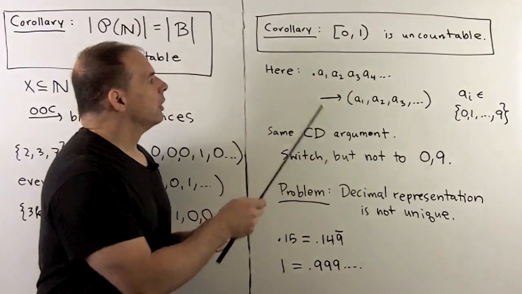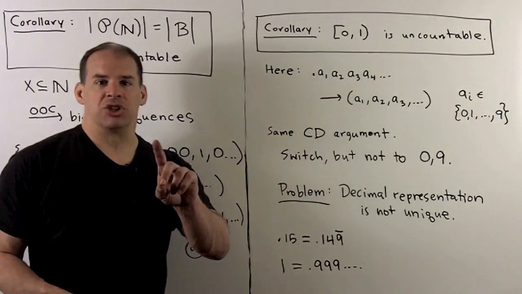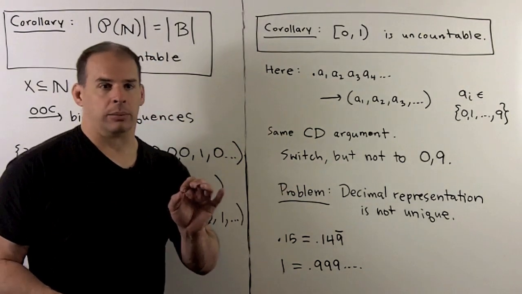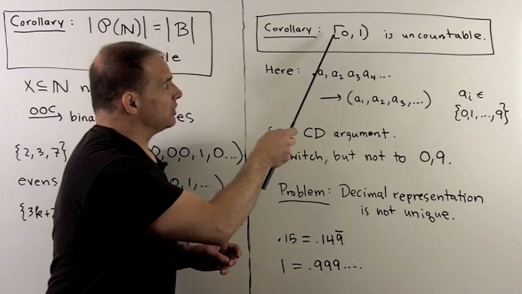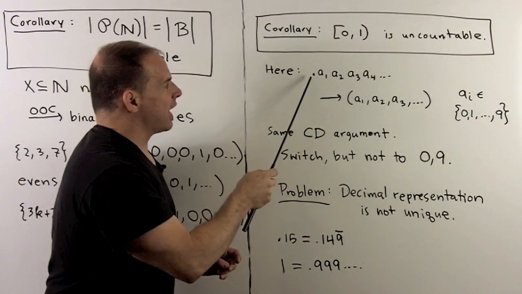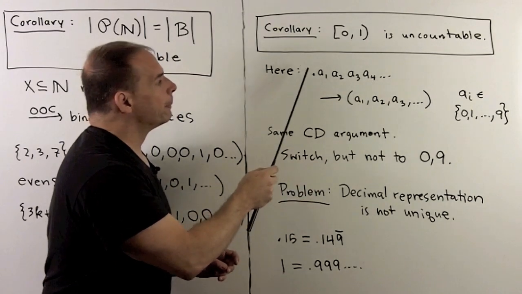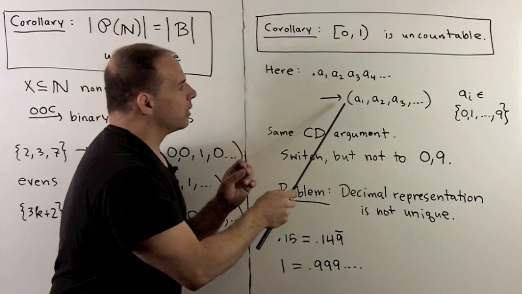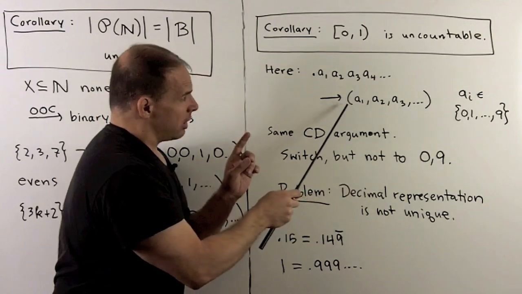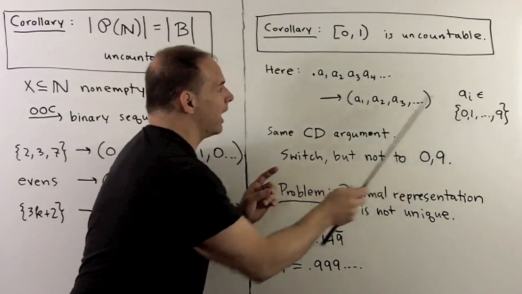For this, we're going to use the same diagonalization argument, and we're just going to modify it a little bit. So for each decimal that's in between 0 and 1, so these are just decimals with no integer part, we have a sequence, and we're just going to assign that to a sequence of numbers between 0 and 9.